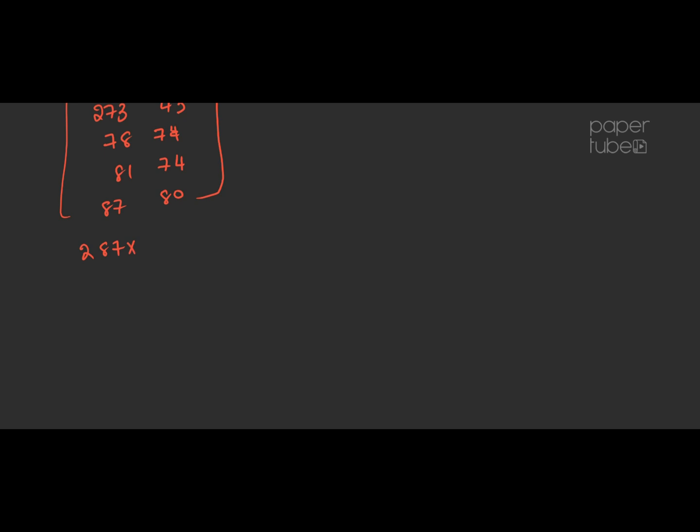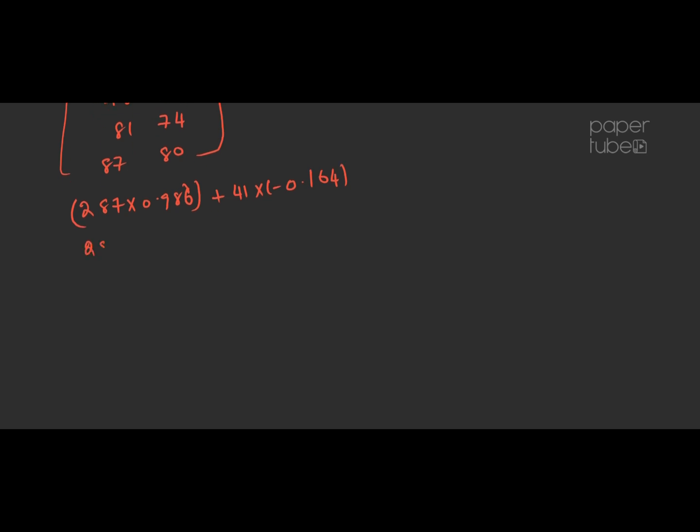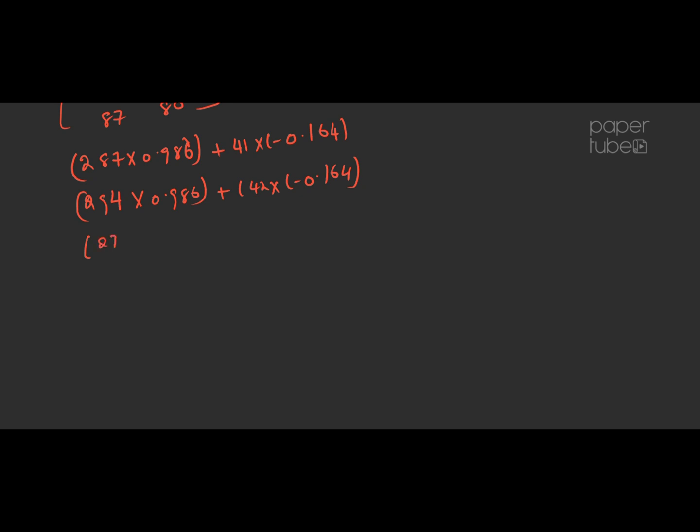287 multiplied by 0.986 plus 41 multiplied by minus 0.164. Take the second row, 294 multiplied by 0.986 plus 42 multiplied by minus 0.164. Go to the third row. In the actual database, 273 multiplied by 0.986 plus 43 multiplied by minus 0.164.